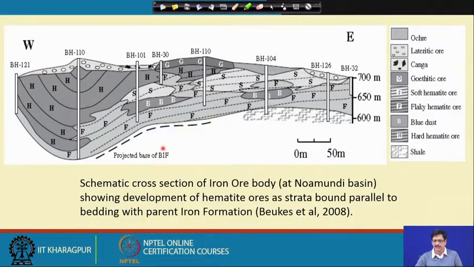Here is an example of what exactly we get in an iron ore body, which is taken from the Noamundi basin. It is a hypothetical reconstruction from the drill hole data by Buick et al. very recently, where we see that when it occurs as a mineable ore, it occurs in a much more enriched form as ochre or as lateritic ore, as goethitic ore, where it is mostly iron, as soft hematitic ore or flaky hematitic ore, blue dust, which essentially are the products of processes of enrichment.